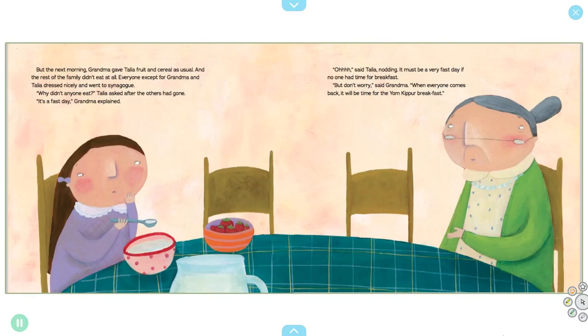Why didn't anyone eat? Talia asked after the others had gone. It's a fast day, Grandma explained. Oh, said Talia, nodding. It must be a very fast day if no one had time for breakfast. But don't worry, said Grandma. When everyone comes back, it will be time for the Yom Kippur breakfast.